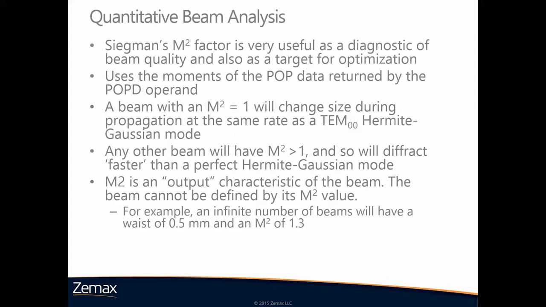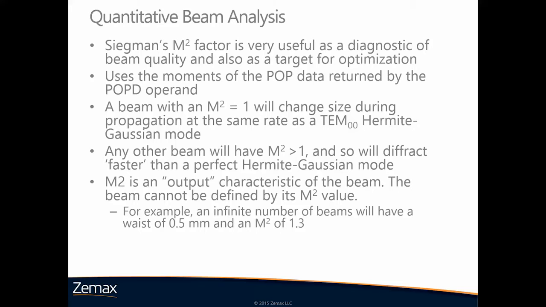Now, the M² factor is a great way of diagnosing beam quality, and we can use it first of all as a diagnostic for any beam and also as a target for optimization. And the definition is that a beam with an M² of 1 will change size as you propagate at the same rate as a TEM00 Gaussian, and any other beam has an M² bigger than 1, and so that will diffract faster than a perfect Gaussian beam would.